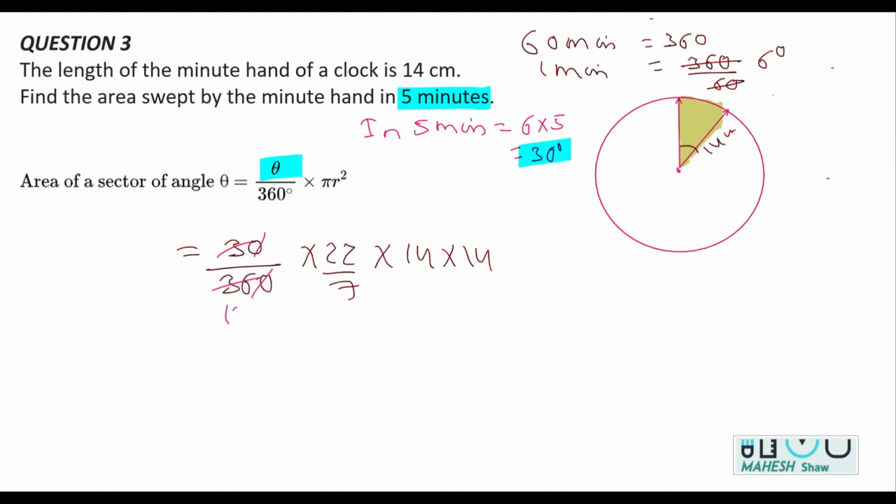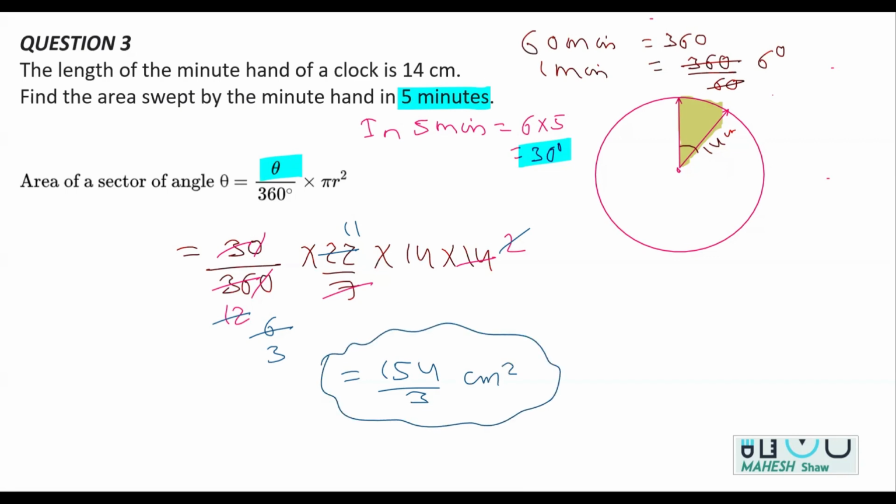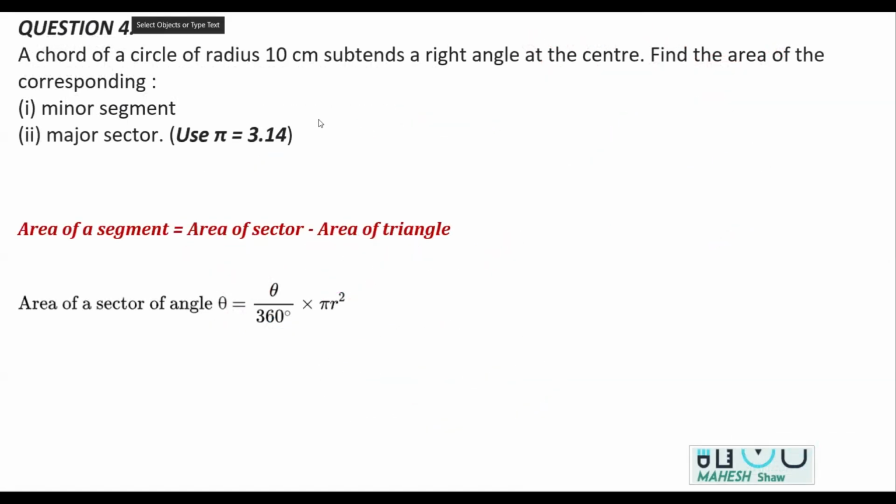3 1 times, 3 12 times, 7 1 times, 7 2 times, and then 2 1 times, 2 6 times, 6 2 3 times, and 2 11 times. So 11 into 14 is 154 over 3 centimeter square. So this much area is swept by the minute hand in 5 minutes.